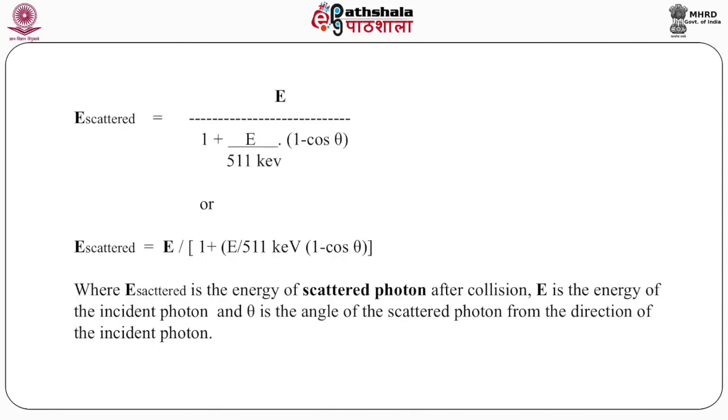Equation for the energy of scattered photon in Compton scattering is E scattered is equal to E divided by 1 plus E by 511 keV into 1 minus cos theta, where E scattered is the energy of the scattered photon after collision, E is the energy of the incident photon and theta is the angle of the scattered photon from the direction of the incident photon.